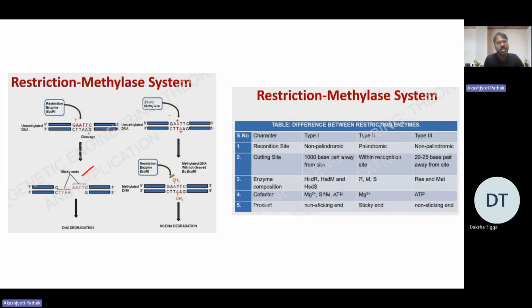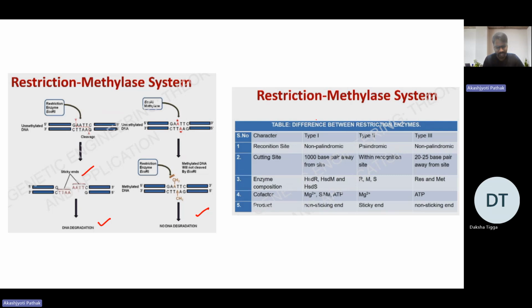While in the bacterial genome, the adenine is methylated by the methylase enzyme. The methylase enzyme will methylate all the adenines present within the GAATTC sequence. Whenever it is methylated, the EcoR1 enzyme can no longer recognize the sequence, and this DNA will not be cleaved. So there will be no DNA degradation. If it is non-methylated, it will be degraded.